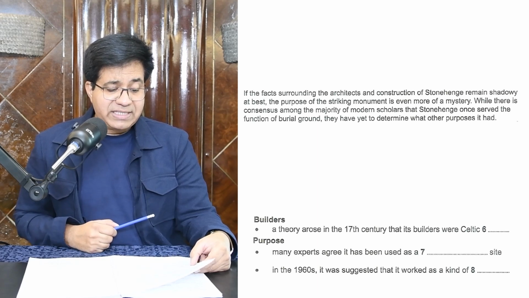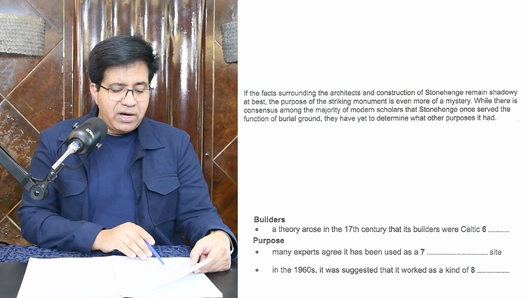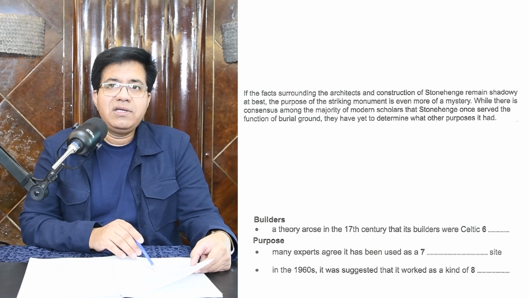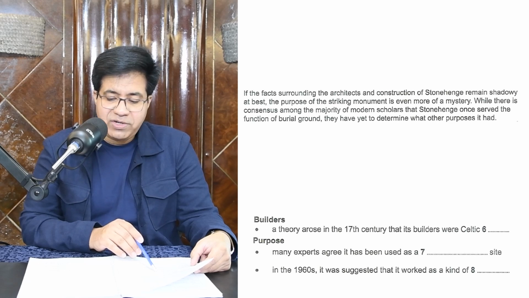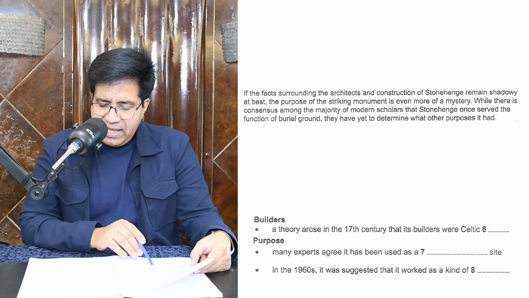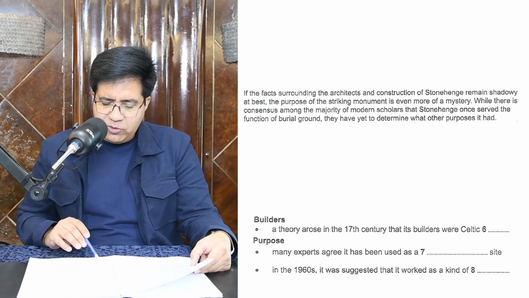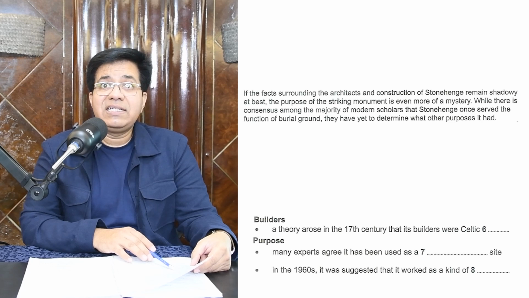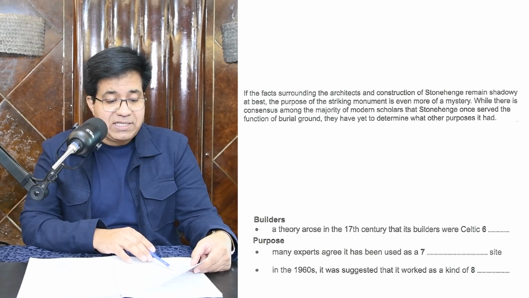While there is consensus among the majority of modern scholars. Who are modern scholars? Experts. For modern scholars, they use the word experts. Okay, that is the word they use. Many experts agree. And for agree, what is the word? Consensus. When there is a consensus, it means they agree.